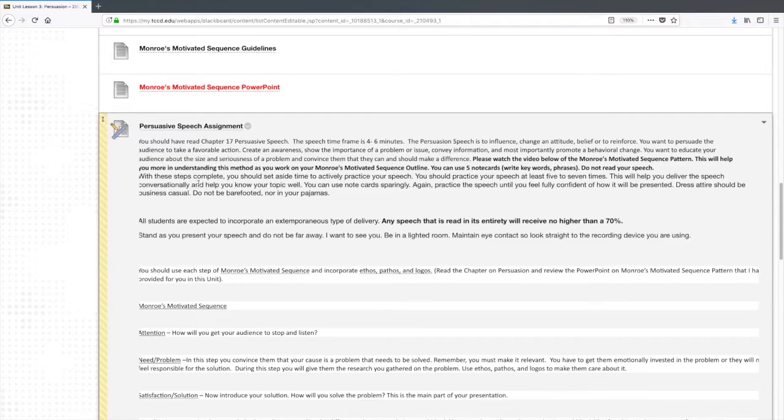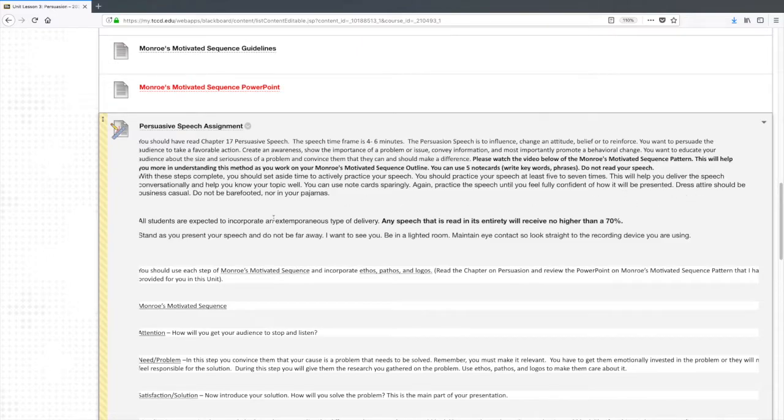With these steps complete, you should set aside time to actively practice your speech. Just like you did for your informative speech, practice your speech at least 5 to 7 times. And those 5 to 7 times, at least 15 to 20 minutes. This will help you deliver the speech conversationally and help you know your topic well. Please use your note card sparingly.